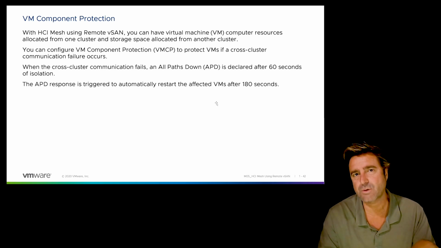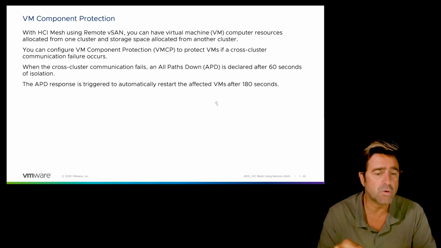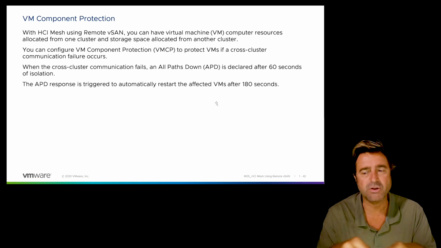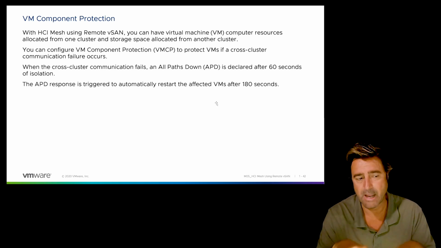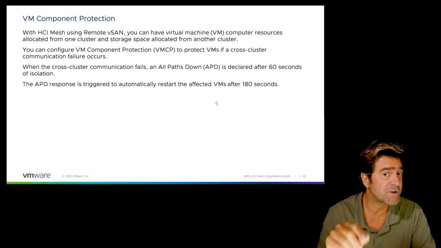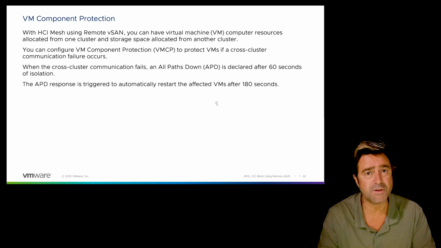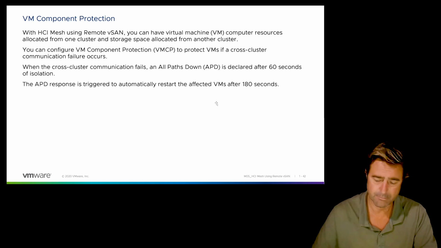And if you look at the last 2 statements in this page, notice it says, when the cross-cluster communication fails, an APD situation is going to be declared automatically after 60 seconds. Now, if you look at the last paragraph, it says an APD response is going to be triggered to automatically restart the virtual machines after 3 minutes or 180 seconds.